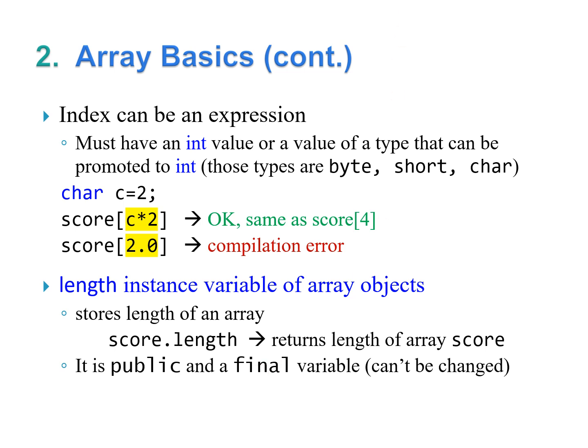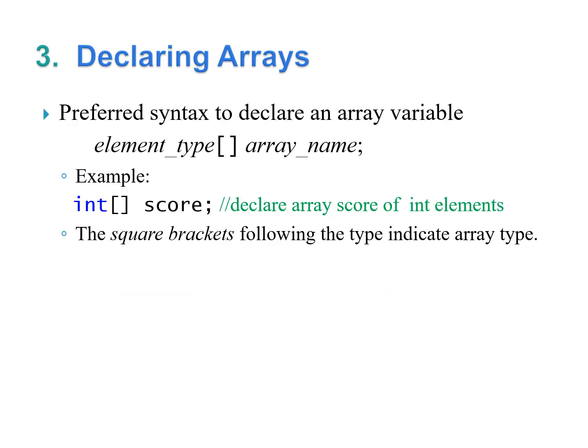To use an array, you first need to declare an array variable, which can be used to reference an array created later. There are two allowed syntaxes to declare an array variable in Java. The first syntax, which is preferred, starts with element type followed by a left and right bracket, then array name, and ends with a semicolon. Of course, there must be one space between the right brackets and the array name.